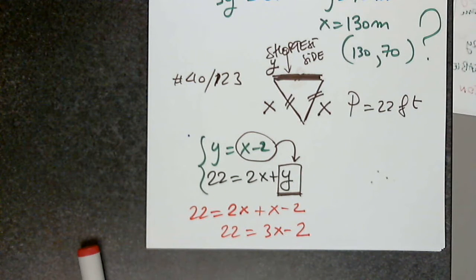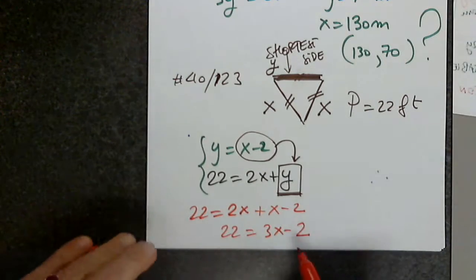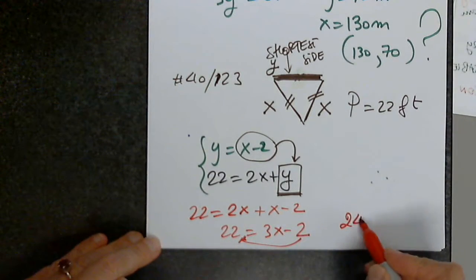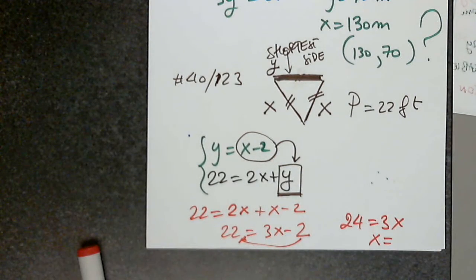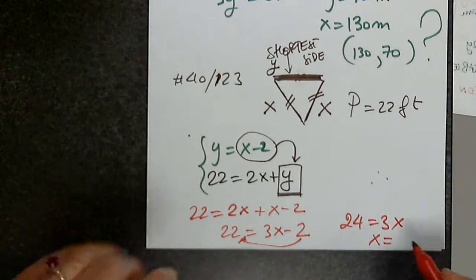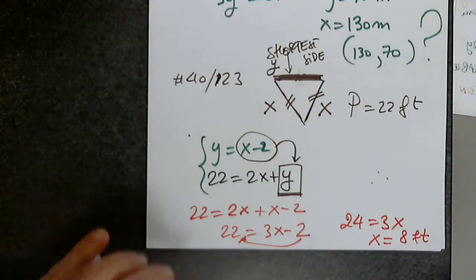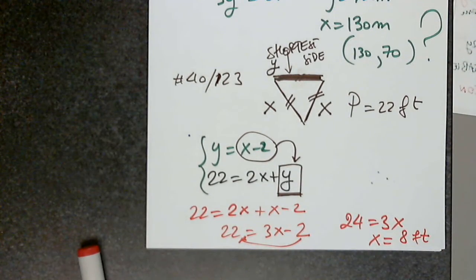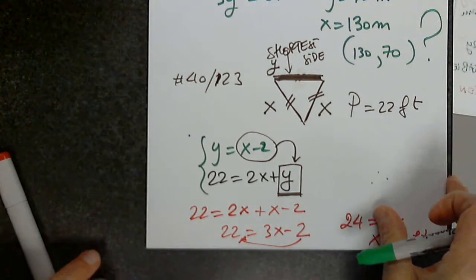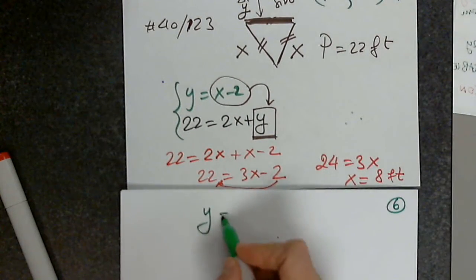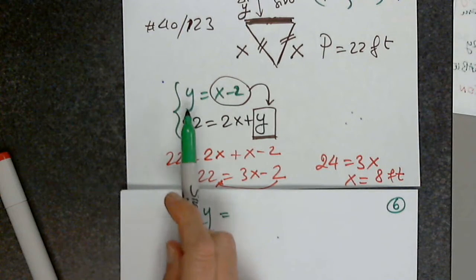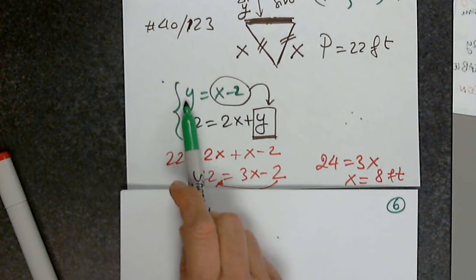Can anyone tell us what to do next? Add 2. Of course, I have to add 2 to both sides. I'm moving 2 to this side. So 24 equals 3x. Obviously, I have x. How much is x? 8 feet. Please, measurement unit. Good. So now can I determine the shortest side then? How much is the shortest side then? So then y, which is the shortest side, will be, I have it right here. Yes, 8 minus 2 will be the shortest side.